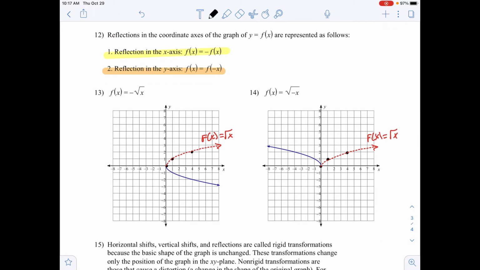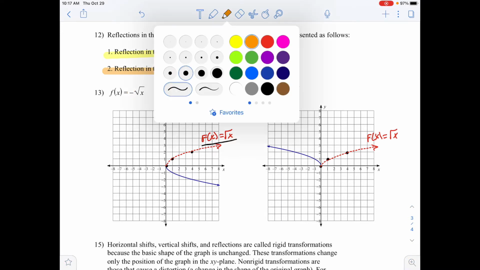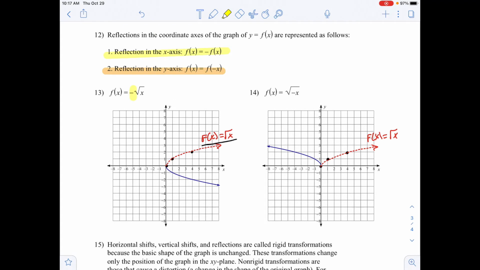So let's take a look at number 13. You can see the parent function, which is f of x equals the square root of x. And we're reflecting that over the x-axis because the minus is on the outside. I should probably use a different color because I used the yellow for that shift. So it's on the outside, so it's going to be a reflection over the x-axis. So all of these points were reflected over the x-axis to get that function.